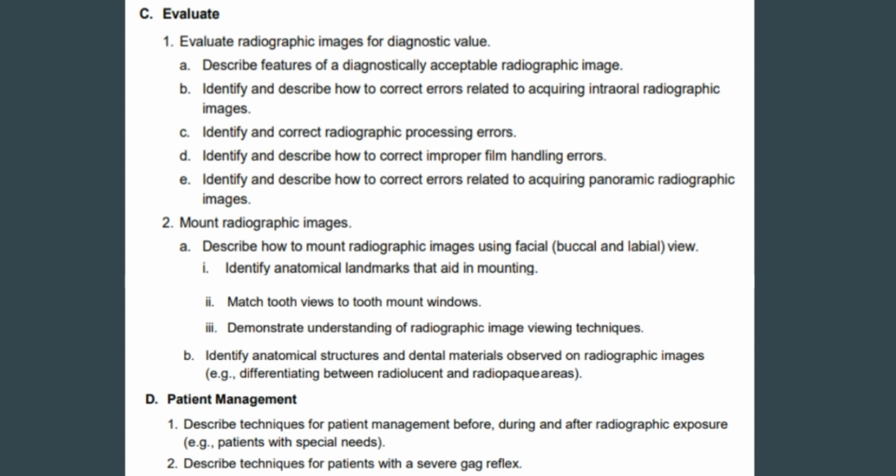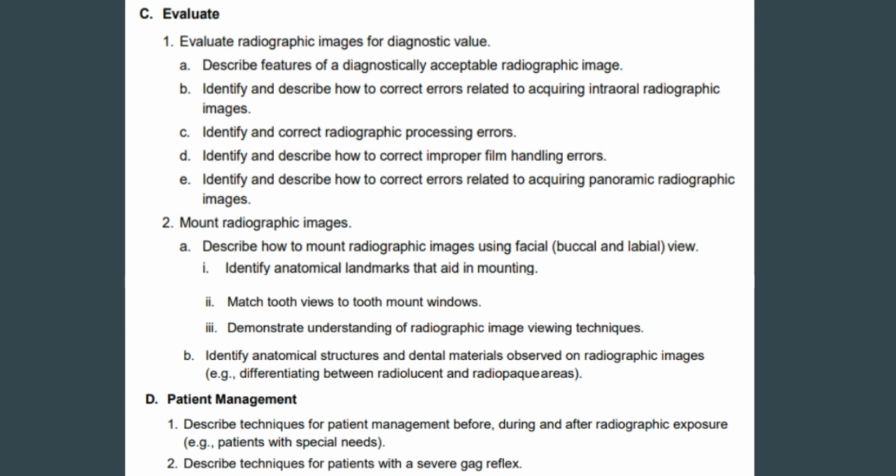2 is mount radiographic images. So it will ask you questions on how do you mount using the facial view. It will ask questions on the anatomical landmarks. Anatomical landmarks are important when you're mounting. It will help you find the orientation of the film.